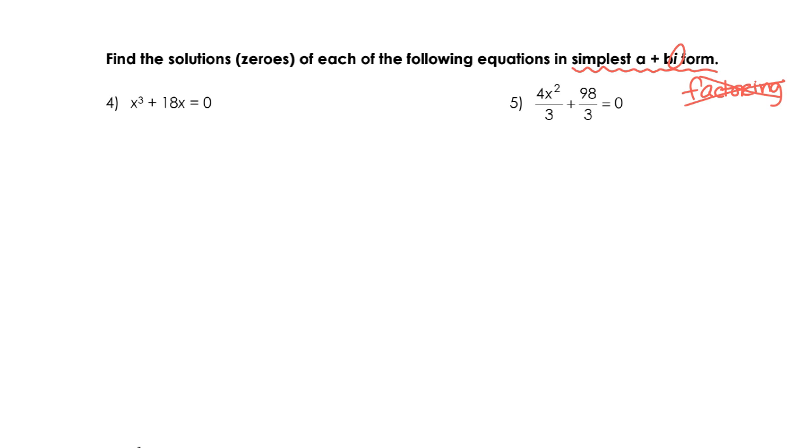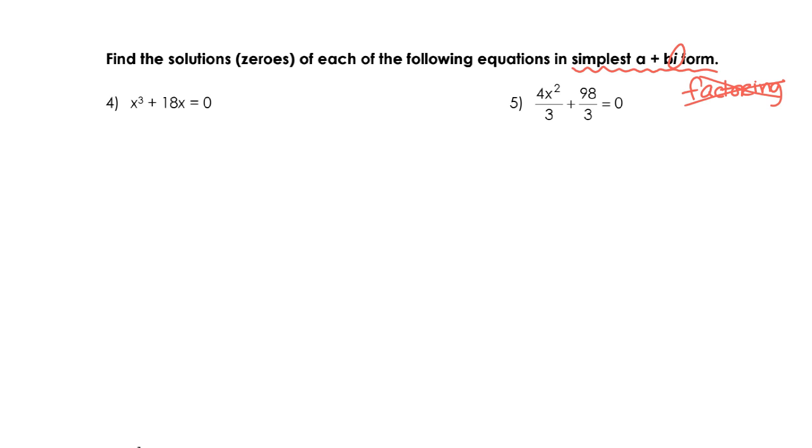Although sometimes we're going to have to use factoring in certain situations. So I know that's a little bit tricky, but we see what we're dealt with and then pick a method. All right, so in number 4, here we go. It says x cubed plus 18x equals 0. So the cool thing is that we're already equal to 0.